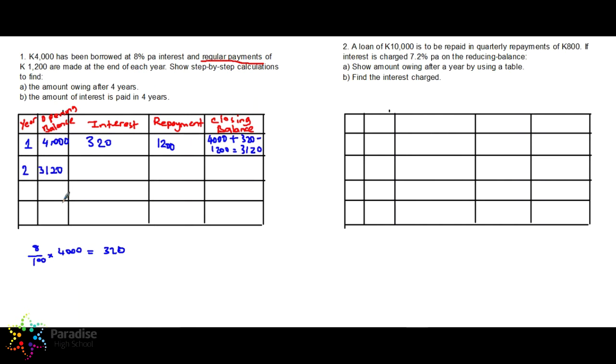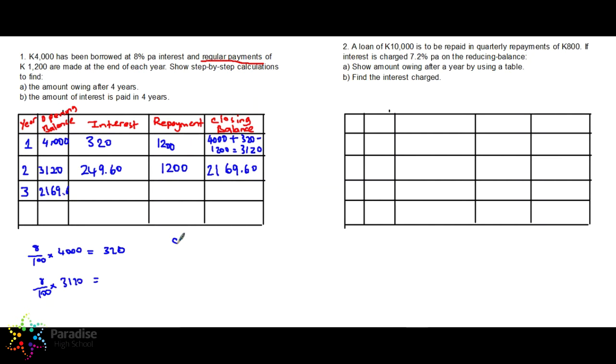So how much interest are you going to pay for it? 8%. So 8% of 3,120, let's calculate that, times 0.08. That makes 249.60. Your repayment is 1,200. So what would be the total here? I will add the balance plus interest and minus 1,200. So that makes 2,169.60. That will be my opening balance in the third year.